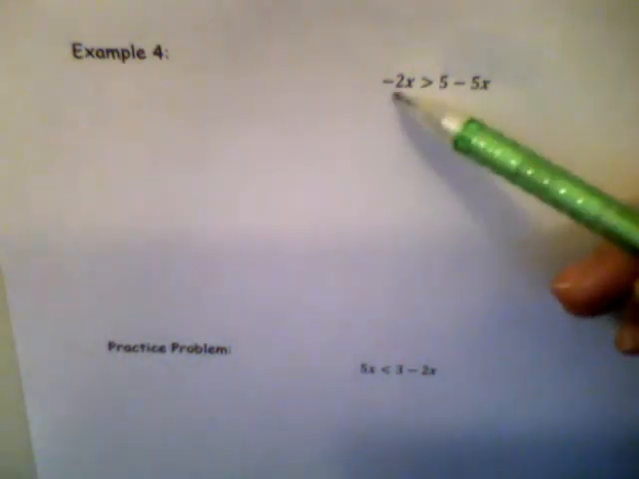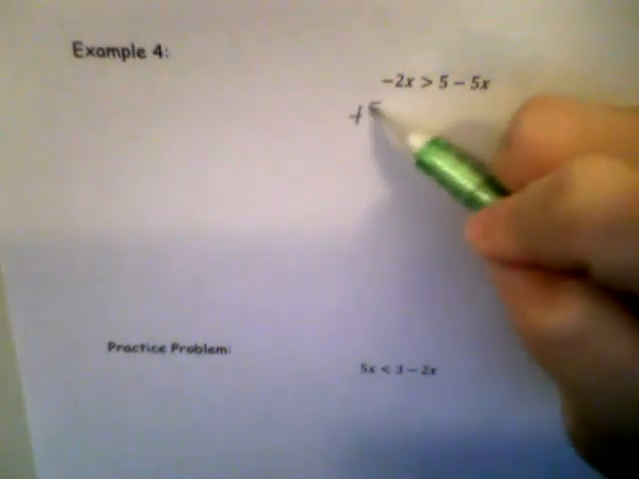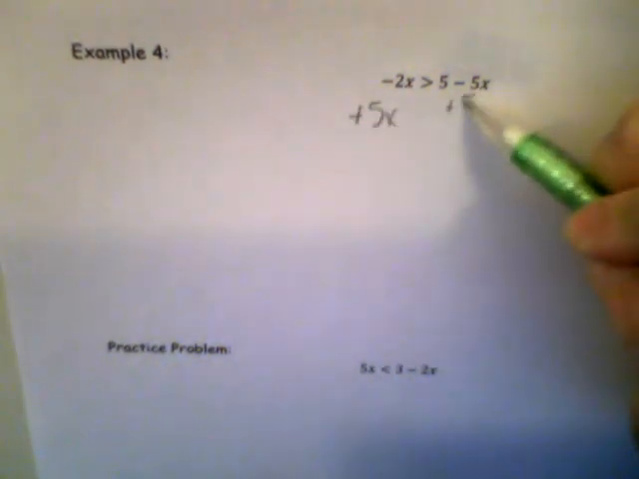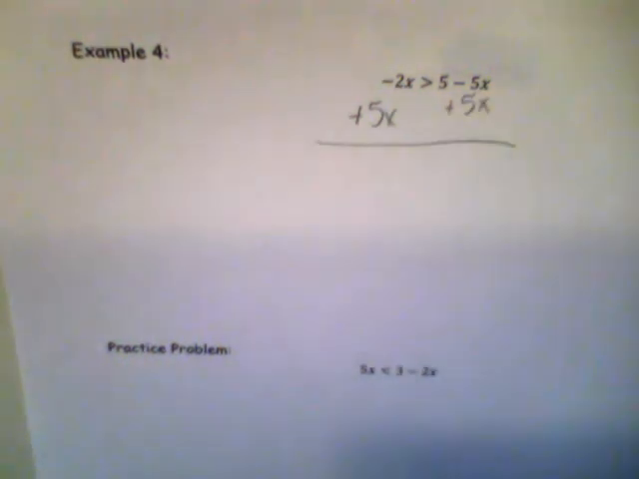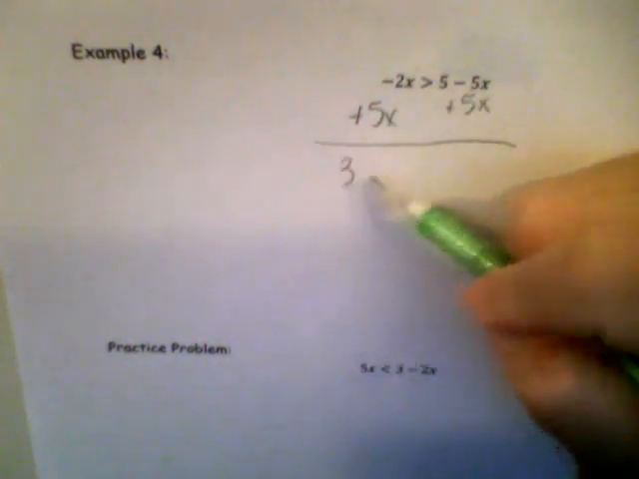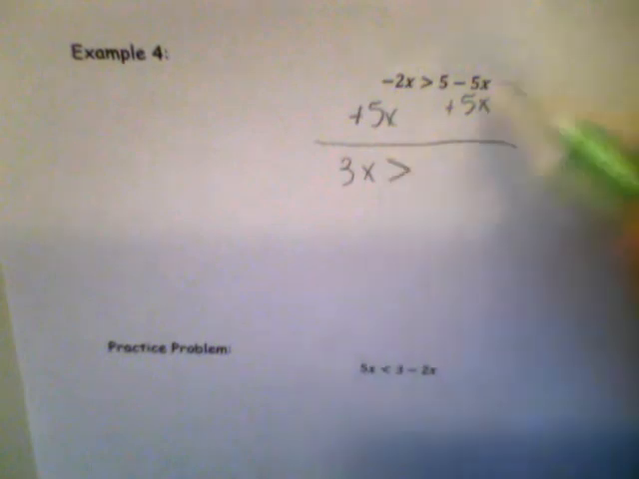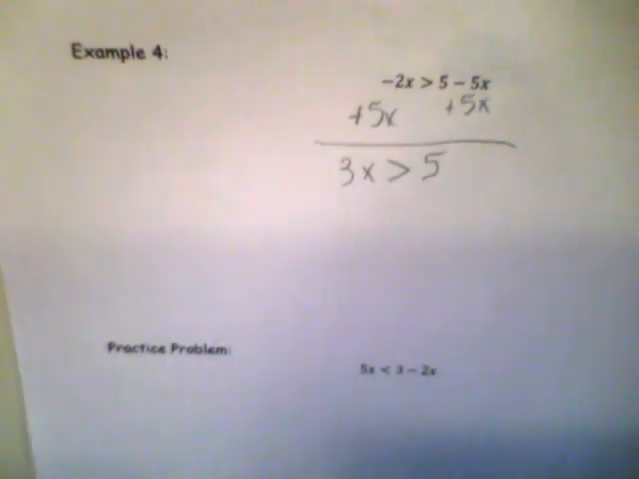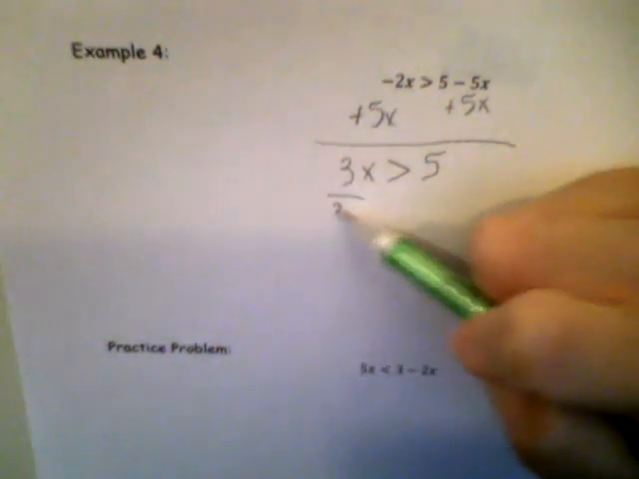Since this x is already by its lonesome anyways, I'm going to go ahead and add 5x to both sides. When I add 5x to both sides, I have negative 2x plus 5x, which is 3x. So 3x is greater than 5. Okay? Now to get x by itself, I just have to divide both sides by 3. So divide both sides by 3.